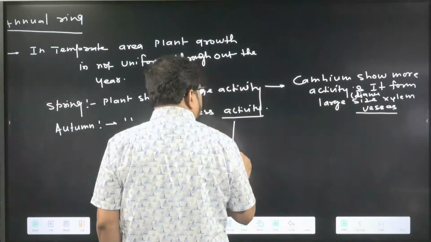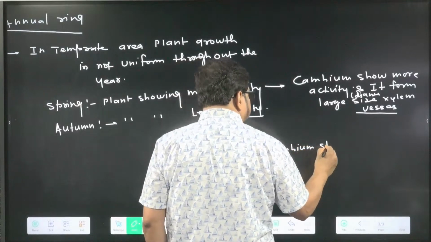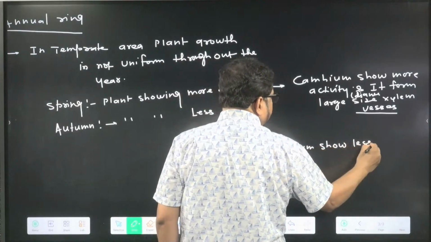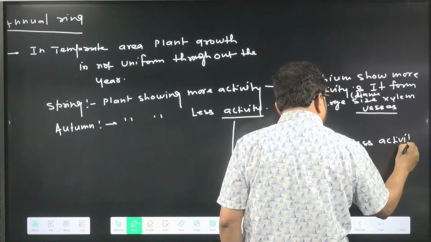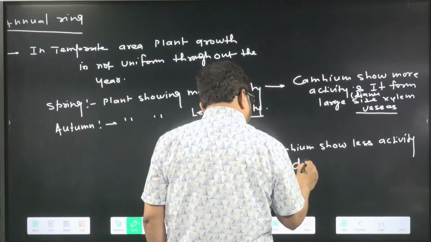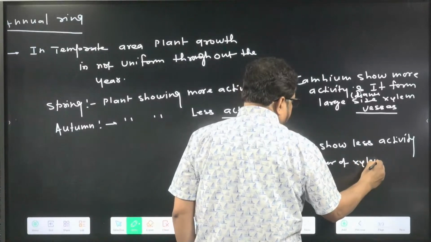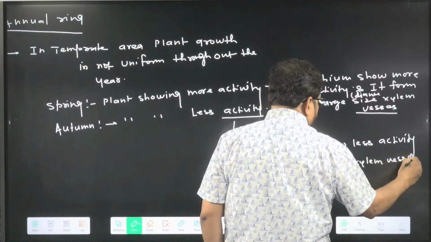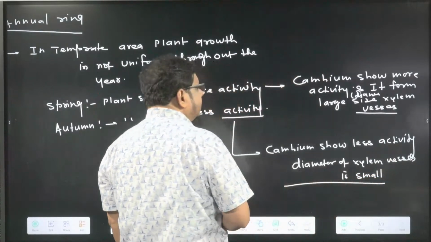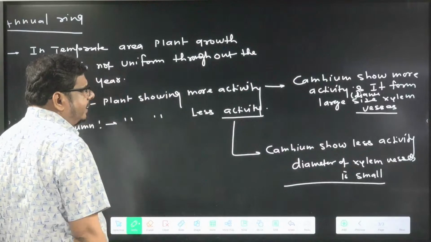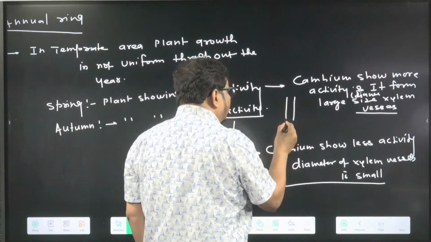And in autumn season, cambium shows less activity and the diameter of xylem vessel is small. So xylem vessels, you know, it is a pipe-like structure, cylindrical structure, tubular structure. So wider tube is formed in which season?